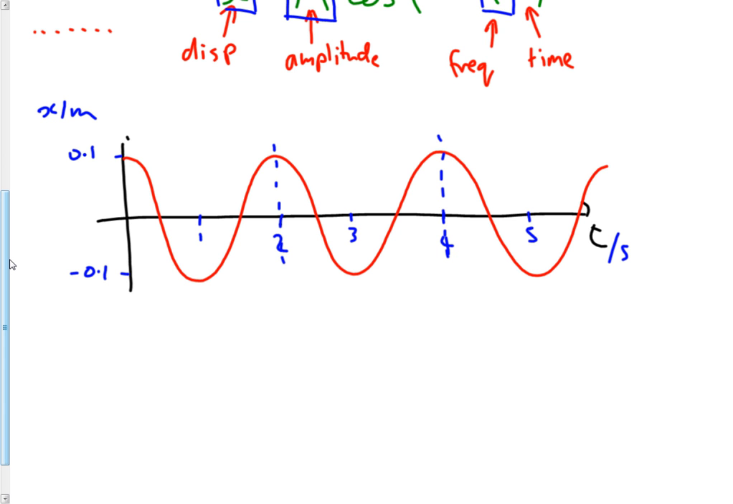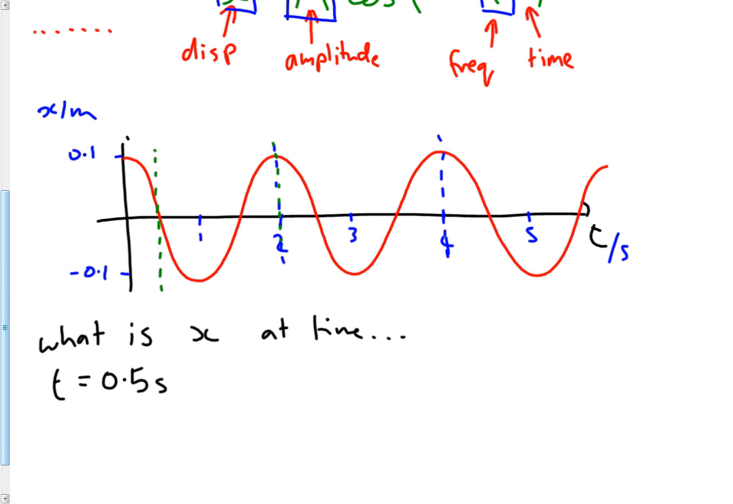Okay, so you could get asked questions like, what is the displacement at time t equals, let's say, half a second. Well, when the time is half a second, that is a quarter of an entire cycle. So if we look at this, our entire cycle takes 2 seconds. 0.5 seconds is a quarter of that. Where's it going to be? Well, x is going to be 0.